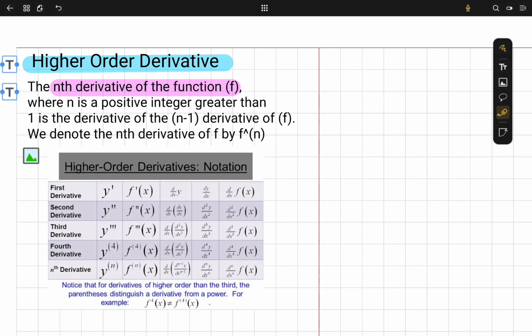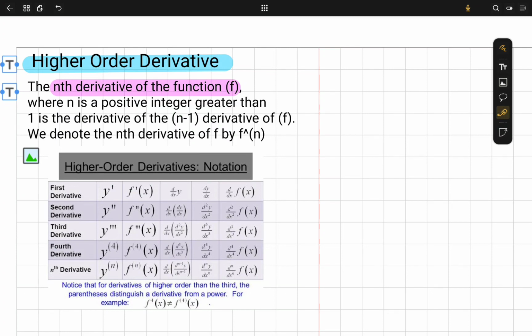Siyempre, familiar tayo sa first derivative, which is yung y prime, f prime of x, dy/dx, di ba? Yan po yung mga first derivative natin, which is yung usual thing na ginagawa natin. Kaya po, dito sa higher order derivative, halimbawa, nag-derive tayo ng isang first equation, and then we are required to have the second derivative. So, yung nakuha po natin na sagot sa first derivative will be differentiated again for us to get yung ating second derivative.